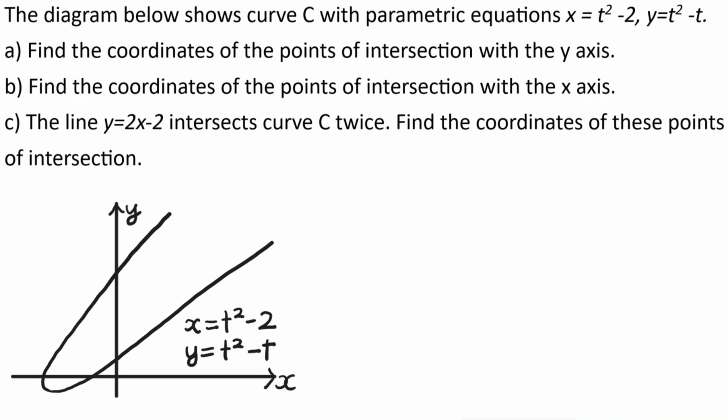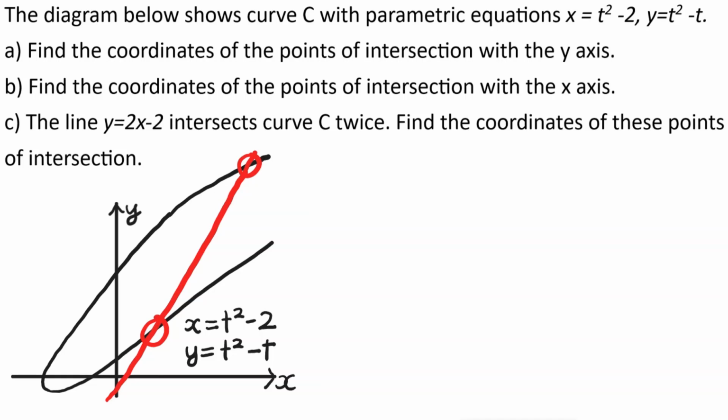Okay, and then for part C, we're told that the line y is equal to 2x minus 2 intersects curve C twice. So what this is going to look like, we're going to have a line y is equal to 2x minus 2. So this is just going to look something like this here, and it's going to intersect this curve here twice. For example, one here, and then if we continued this curve like this, it's going to intersect it one more up here as well. And we need to find these 2 points of intersection.